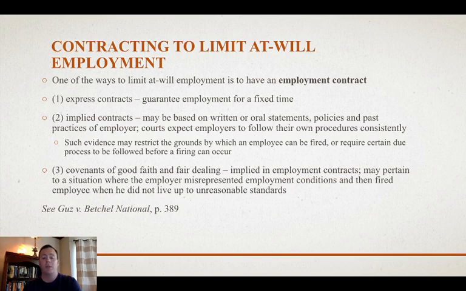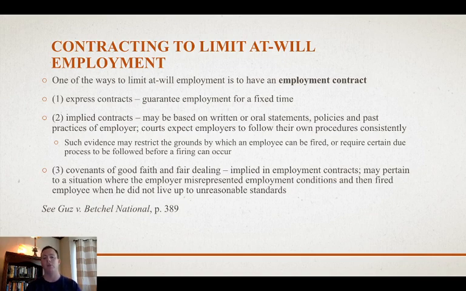This might be based on statements that the employer made to you, but it comes up a lot with policies and the past practices of the employer. Courts generally expect that you can't set policies for the employees that are there at the time that you're hired and then contradict them, because that's presumably part of the reason they're coming to work for you, that they can rely on these policies. So if you see the employer, let's say they have a policy that says you can't be fired without a hearing with this panel or a chance to be heard in this way or that way.